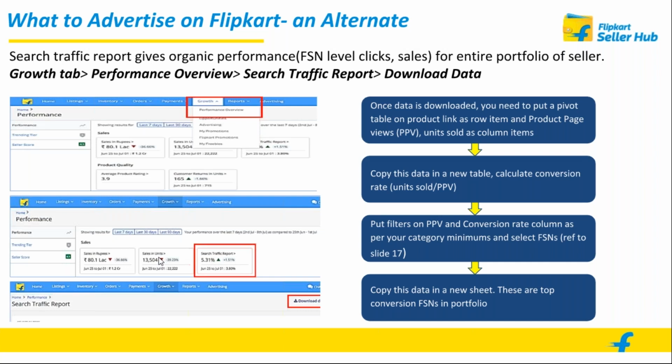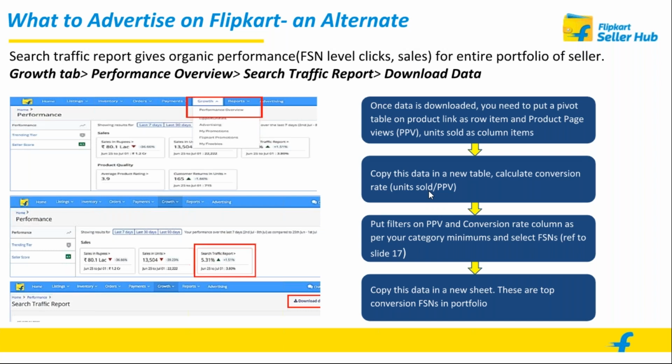What is conversion basically? Conversion, as you see here, is basically units sold by PPV. PPV, for people who are not familiar with this term, is product page view. Product page view is when the customer clicks on your product and gets into the product description and all that. And units sold on top of that. This is what conversion is. This basically gives you the potential of a product. That is, if I give visibility to this product and more people are coming and seeing it, what are the chances that people are going to buy this, which will eventually result in your sales?